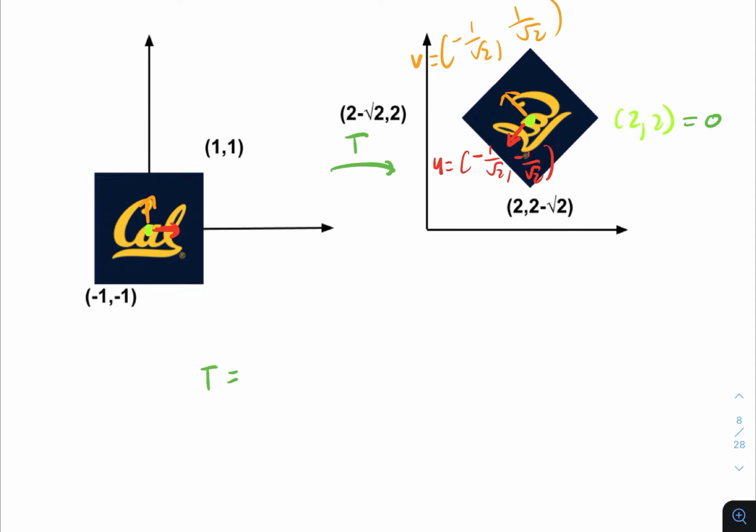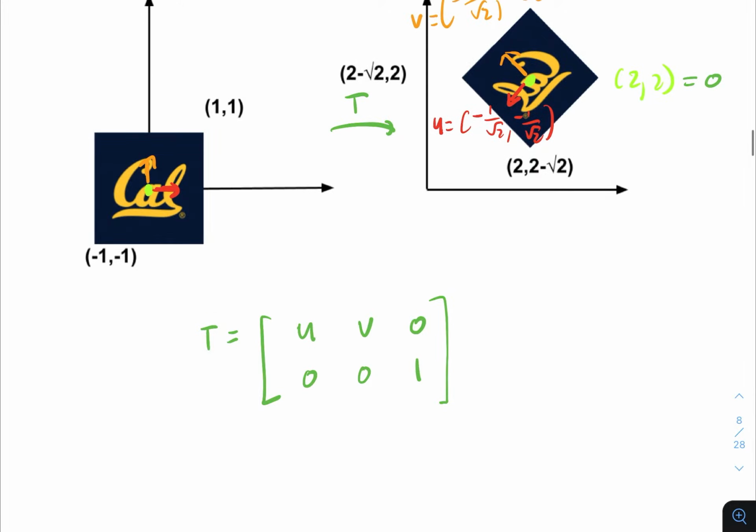So putting these together into one transformation matrix, T equals U, V, origin, and then pad it out for homogeneous coordinates with 0, 0, 1. And so we can expand this transformation matrix as -1 over square root 2, -1 over square root 2, 0.